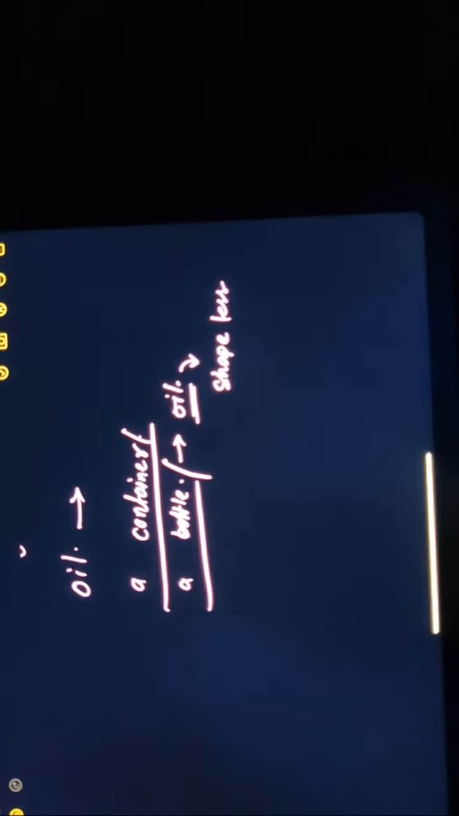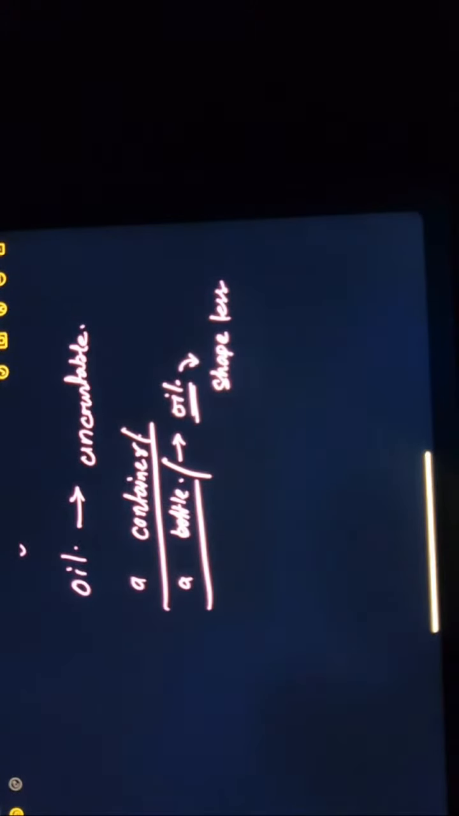So basically we count these bodies, like a bottle or a container, but we cannot count this particular oil because it is shapeless. It does not have any physical existence or shape. And that's why oil is an uncountable noun. Oil is what? Uncountable noun. I hope it makes sense.